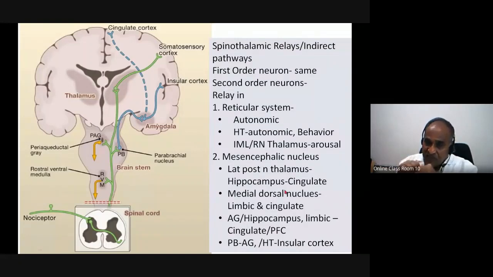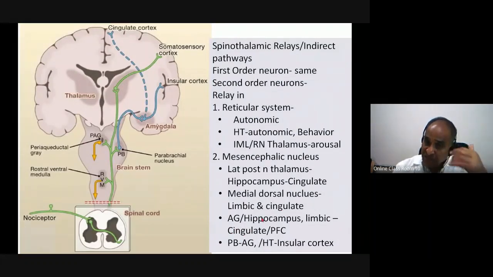Suppose there is a pain or a pressure or any thermal sensation, so they should be able to respond through the medial dorsal nucleus or a limbic cortex. Then we have a relay here to the amygdala. This amygdala is concerned with a part of the limbic system. It connects with the hippocampus, and then from the hippocampus it reaches the cingulate cortex.